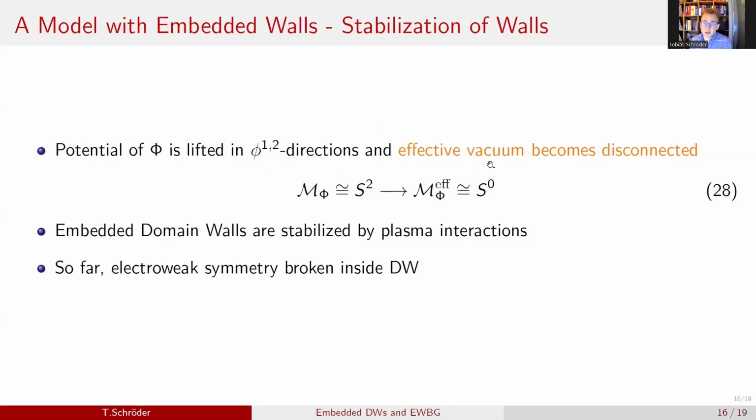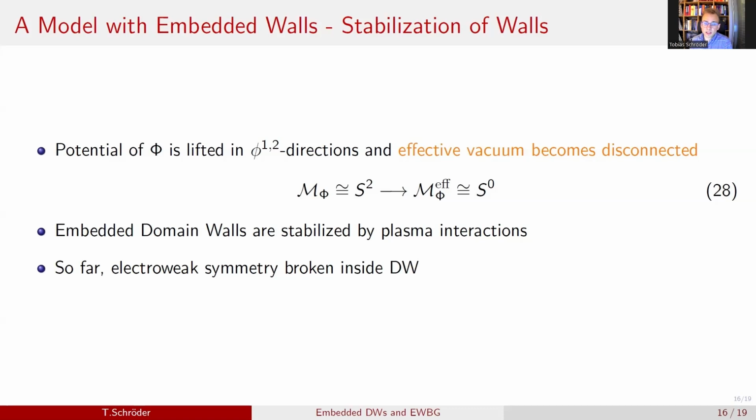The effective vacuum becomes, due to this, disconnected. Previously, we had a vacuum manifold S^2, now we have an effective vacuum manifold S^0. This tells us that we have achieved our goal and found embedded domain walls which are stabilized by plasma interactions after the electroweak symmetry breaking. To get exactly what we want, there is, however, one thing still missing.